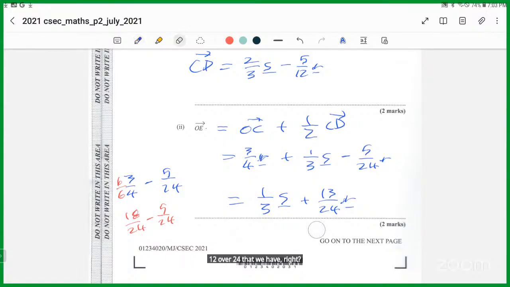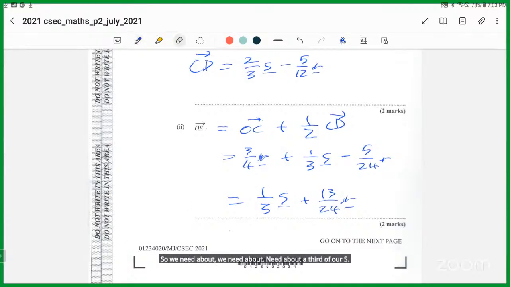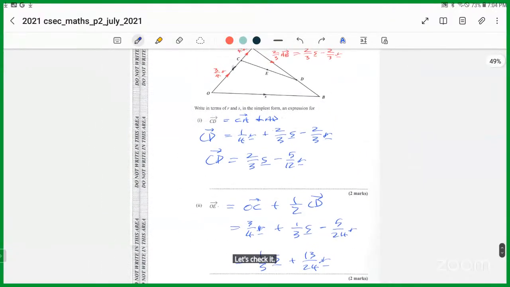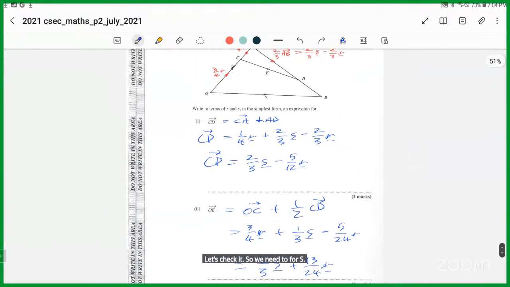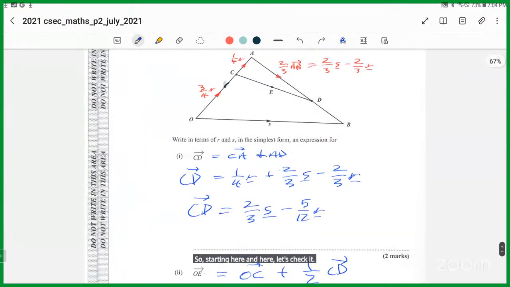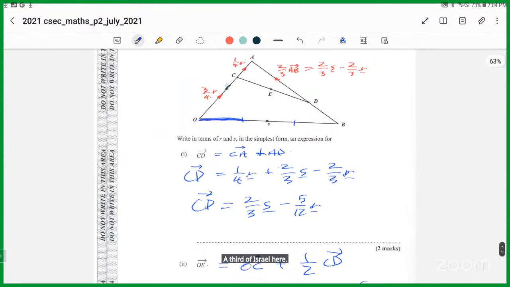So we can still check this answer. So we need about a third of a S and about a half of a R to go from O to E. Let's check it. So we need a third of a S. So starting here to here, let's check it. Third of a S. So this is about 3/3. A third of a S will be about here. And then this is a whole R.